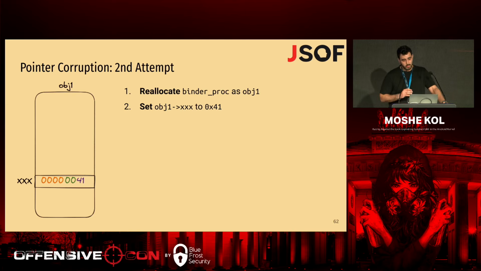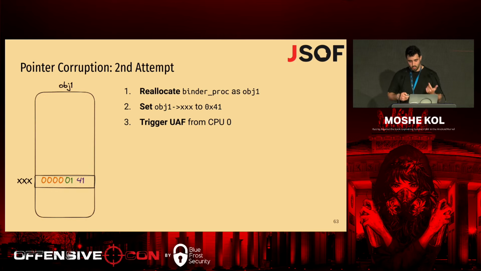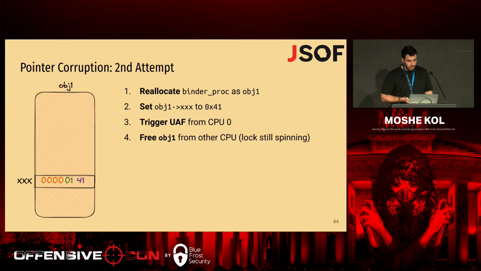So what about this idea? We will reallocate the binder proc as some object. We'll set this object to a 4-byte value which only has a least significant byte which is not 0, like before. We will trigger the use of the free from a specific CPU. This will set the pending byte to 1 and the lock will spin. Now we will free this object from another CPU and the lock will still spin because when you free an object, the memory is not initialized. So the lock will keep spinning.